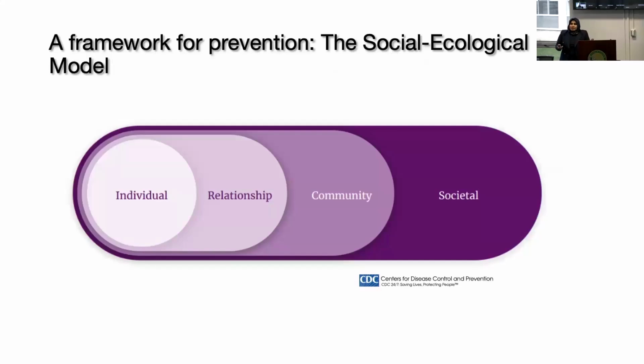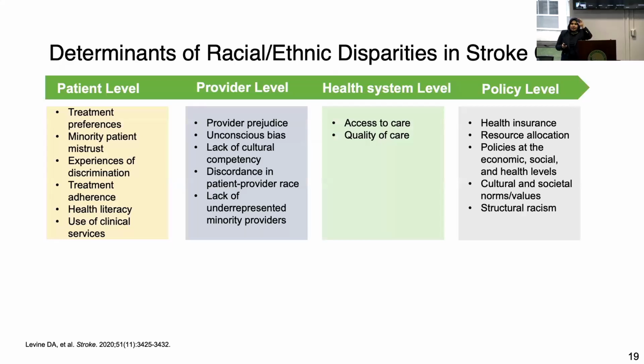So, a framework, the framework of perhaps the socio-ecological model, where you think about the individual as part of a relationship, then as part of a community, and then as part of a society. And then breaking down at each level, what are perhaps the disparities that need to be addressed. So on the patient level, what are their preferences? Do they have mistrust? Is there discrimination? Is there a problem with adherence, health literacy?